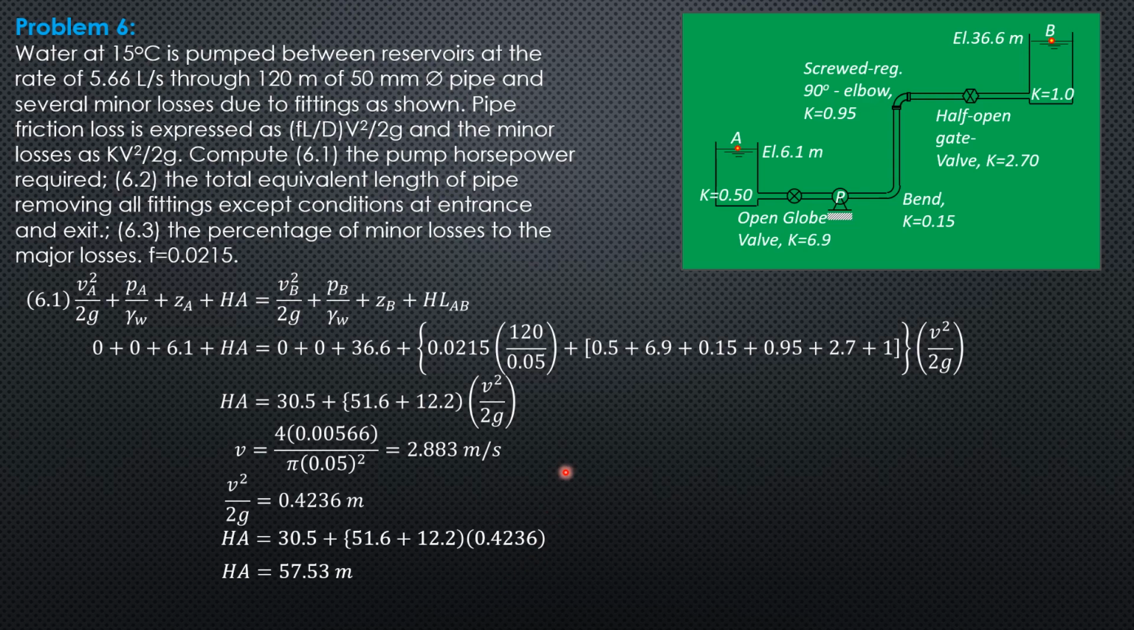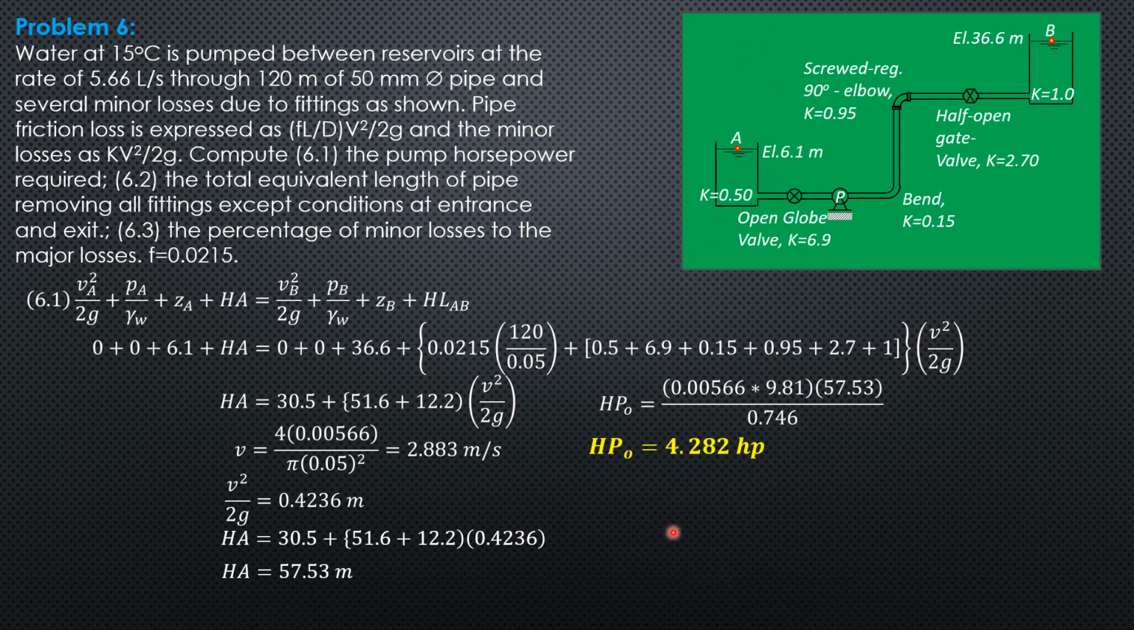So horsepower output by the pump is Q, weight flow rate, Q times specific weight of water times head added by the pump divided by 0.746. We want gamma of water to be 9.81. So 0.00566 times 9.81 times 57.53 divided by 0.746. So horsepower output by the pump is 4.282 horsepower.